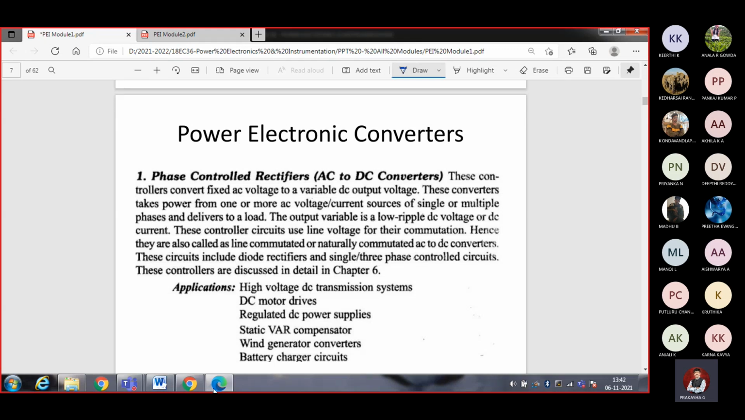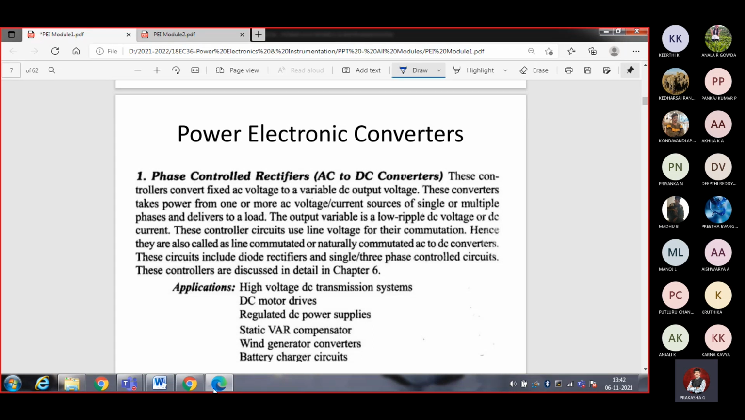These control circuits use line voltage for the commutation. Hence, they are called line commutated or naturally commutated AC to DC converters. This I explained long back, I am just revising it. These circuits include diode rectifiers and single or three phase control circuits. These controls are discussed later.